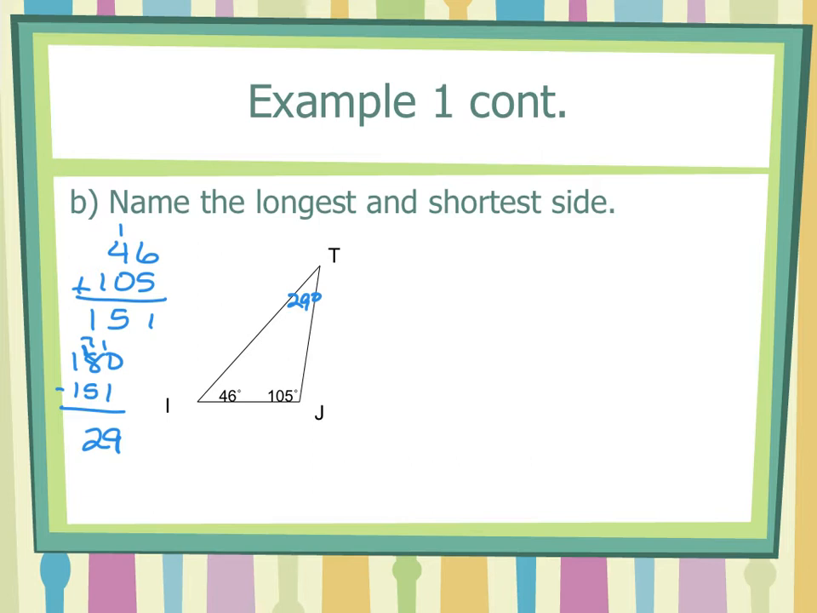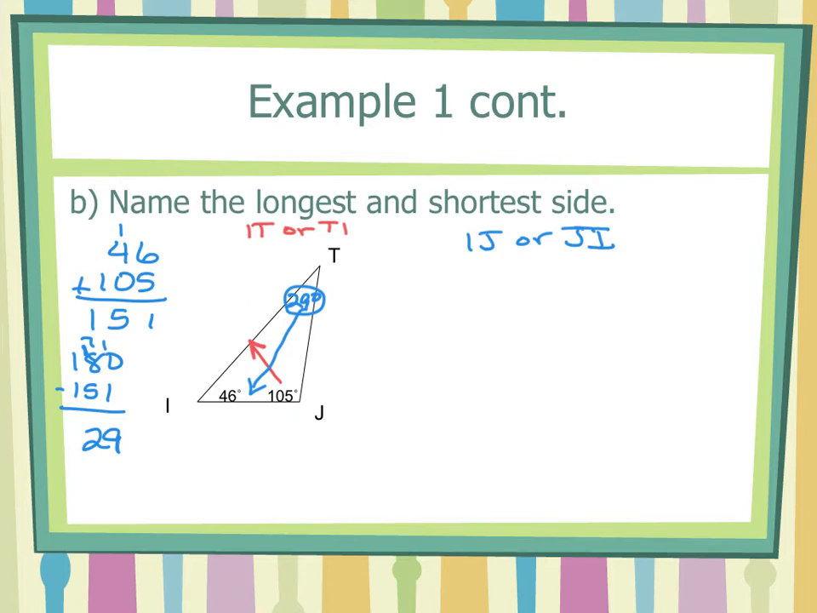So to find the longest side, I'm going to find the biggest angle, and the longest side will be across it. And you can either name it as IT or you could call it TI. Then for the shortest side, that's going to be across from that 29 degrees. And the shortest side is IJ, or you could call it JI.